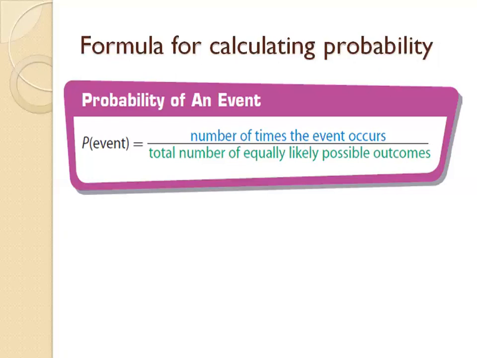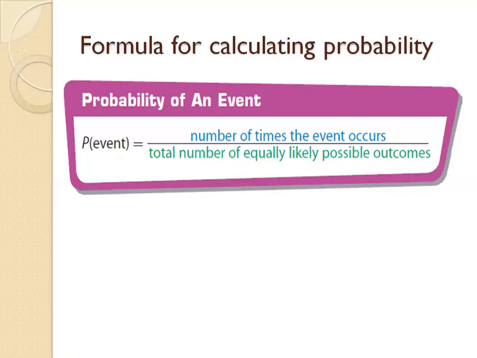So here comes the probability. Probability of an event, in this flipping of coin case, means the probability of getting a head. The probability of getting a head is the number of times that event occurs, meaning the number of times the head can occur, divided by the total number of equally likely possible outcomes. That means the outcomes that can happen after tossing the coin. Here in this case, two outcomes can happen, either a head or a tail.